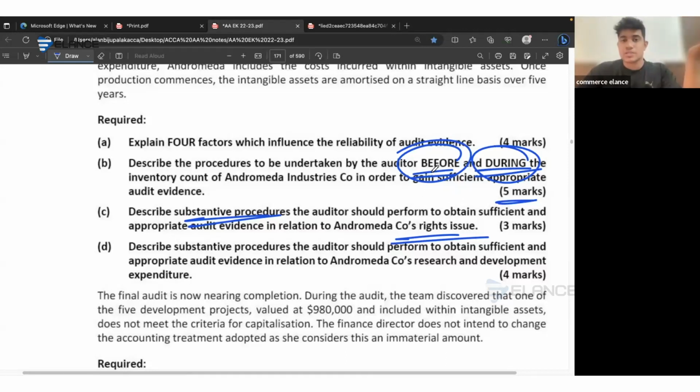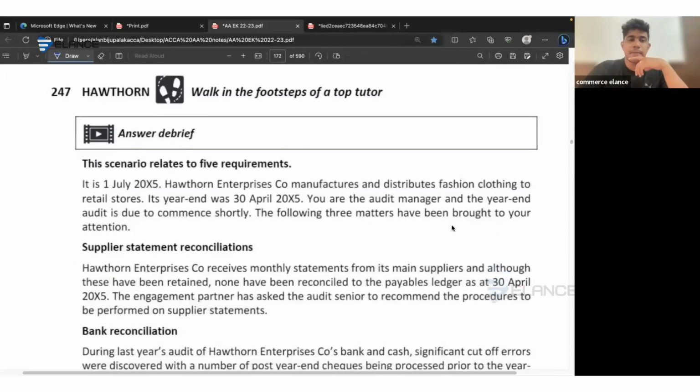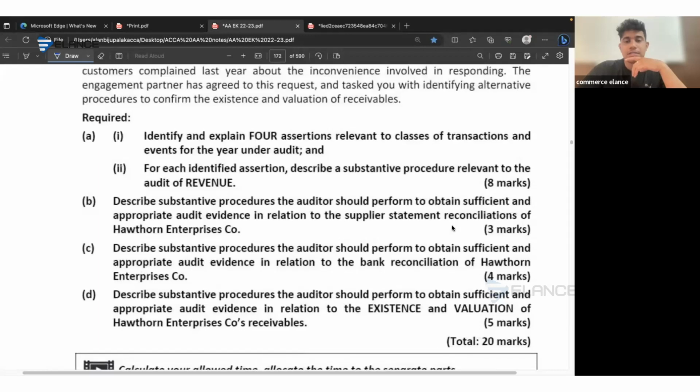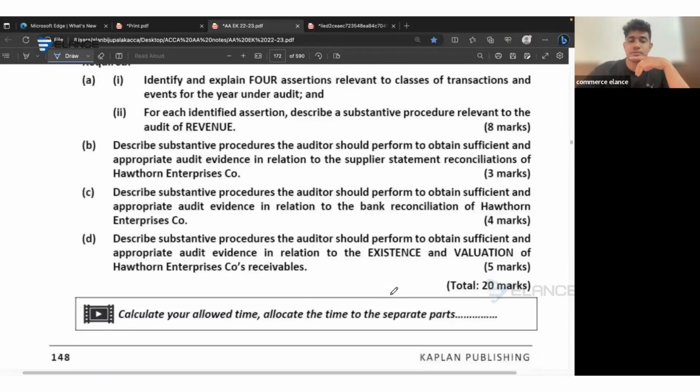But when it comes to bonus issue, things won't be same, because we won't be getting any payment from the shareholders, because bonus issue will be the shares which is provided free of cost to the existing shareholders. So bonus issue's case will be different, but the rights issue's case will remain the same. They have asked us the procedures in relation to research and development also. Then Hawthorne, they have asked us to perform procedures in relation to the reconciliation. Then they have asked for procedures in relation to receivables existence and valuation.